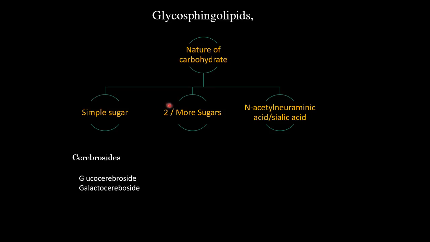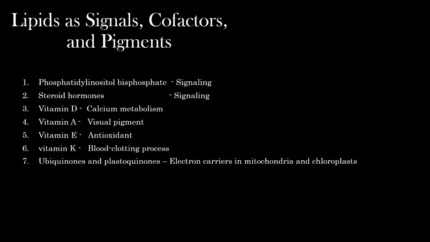And if that carbohydrate group has two or more sugars, then they are called globosides. Next is ganglioside. This ganglioside will have sugars, and along with that sugar they will have N-acetylmuramic acid or sialic acid. So no matter whether they have a simple sugar or two or more sugars, if a glycosphingolipid has N-acetylmuramic acid or sialic acid, it is called a ganglioside. So that was about the structure of lipids.